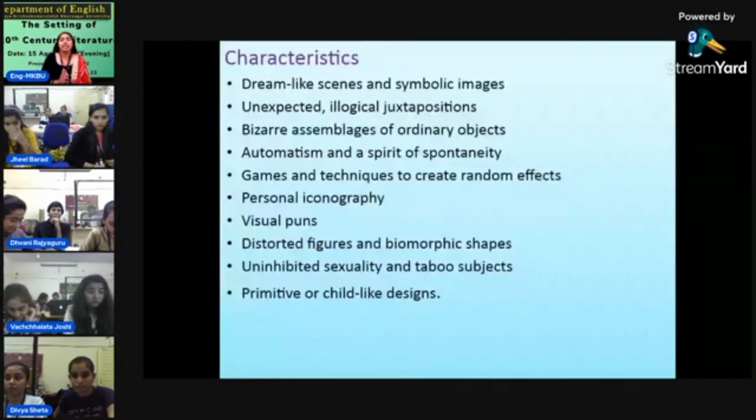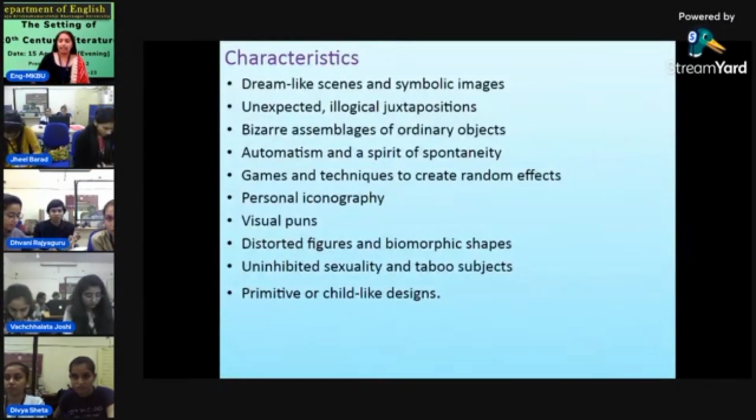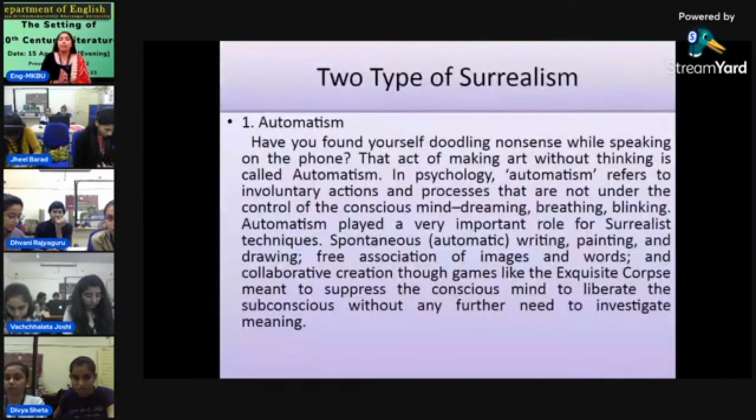This is the characteristic of surrealism: dreamlike scenes and symbolic images, which we will see in the next slide also. There are two types of surrealism. First, automaticism. In this type, any writer or painter writes or paints whatever is in their mind, without thinking about it. In surrealism, no logic, no reason. This is automaticism: whatever their mind thought, they wrote or painted.